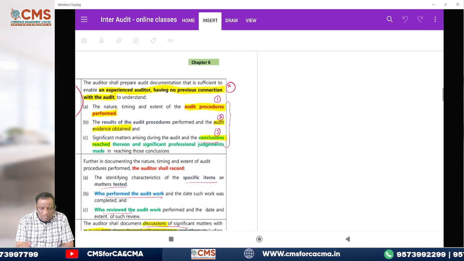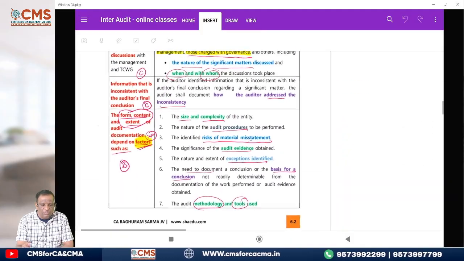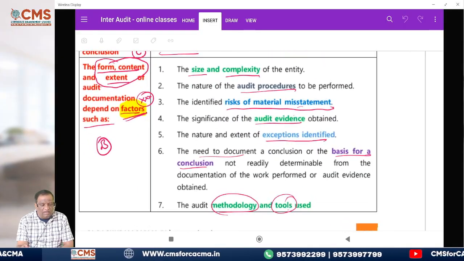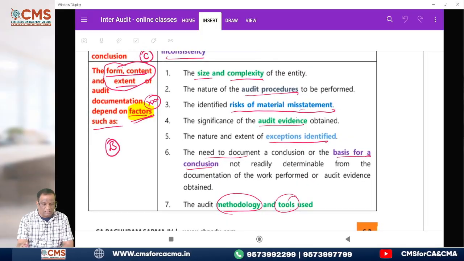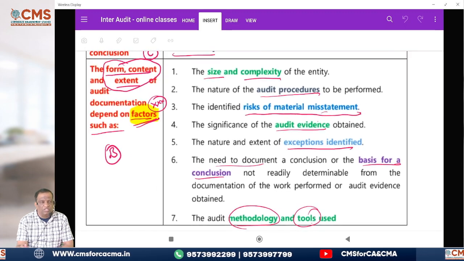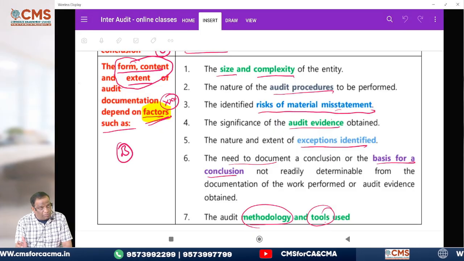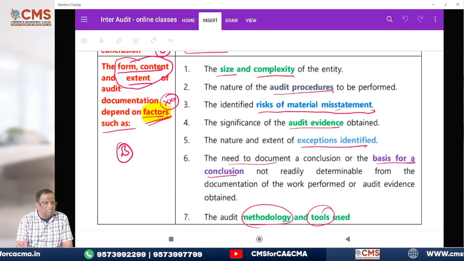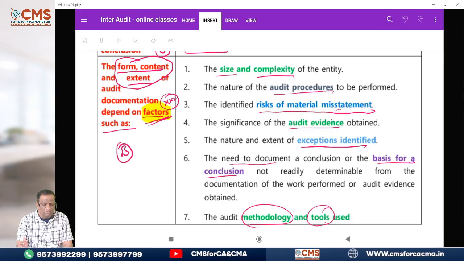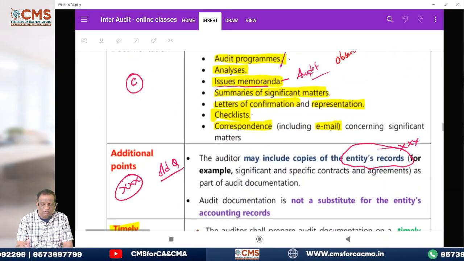Then, is it mandatory or optional for the auditor to keep it? Yes, it is mandatory for the auditor to keep this documentation. Then, what are the form, content, and extent of audit documentation? He is asking how much documentation I should gather. It would depend on the size and complexity of the entity, the type of audit procedures that you have performed, the risk of material misstatement that you have, the types of audit evidence and the importance of it, the exceptions identified, and the methods and tools that you have used, and the need for it. So that is what you will be using it.